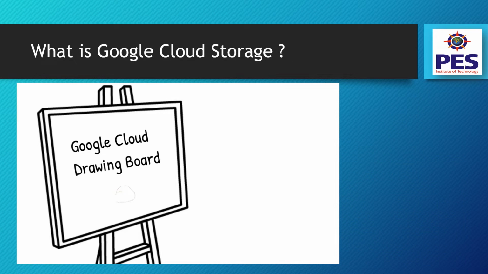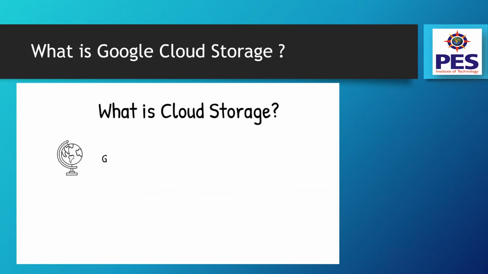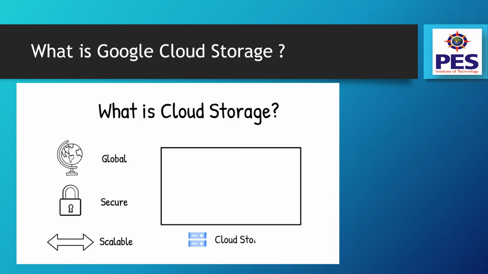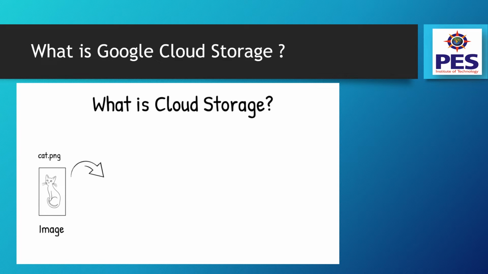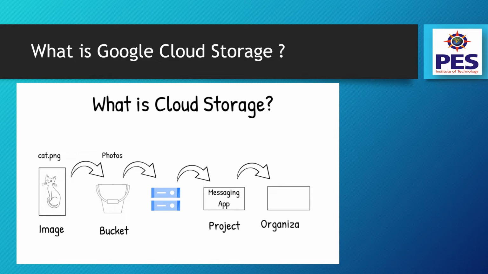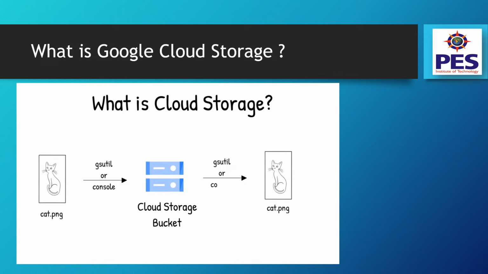Now let us understand what cloud storage is. It is a global, secure and scalable object store for immutable data such as images, text, video or any other formats. You store objects in buckets, which are associated with a project, which are grouped under an organization. You can then upload objects to a bucket and download them using the console or gsutil commands.